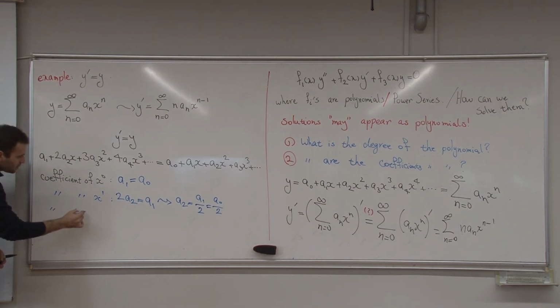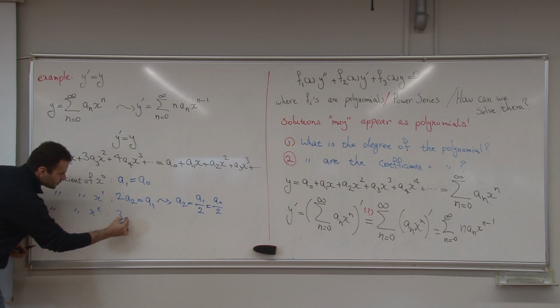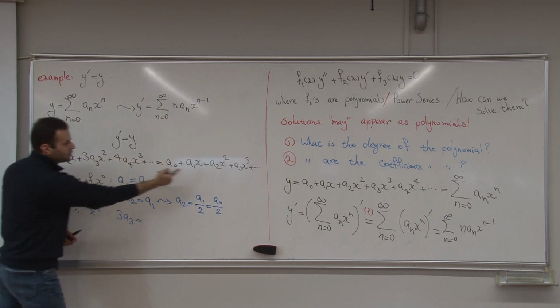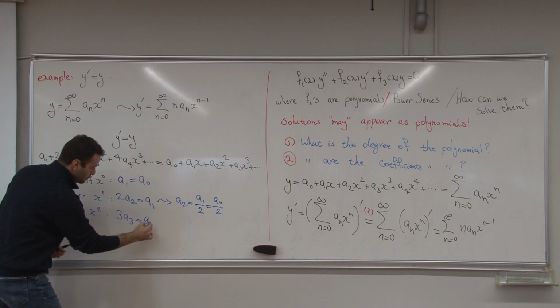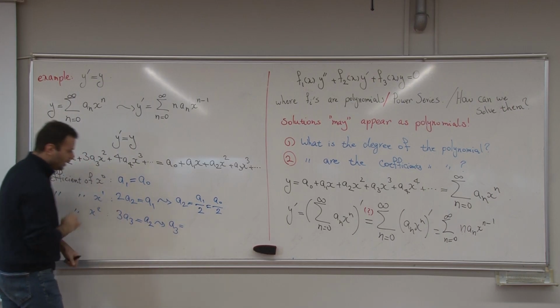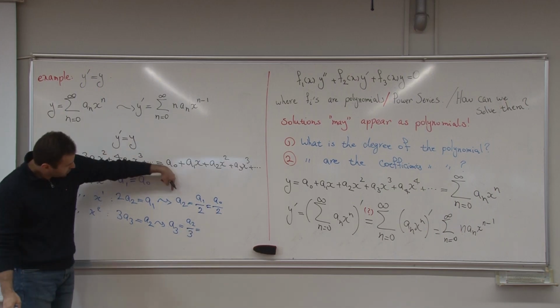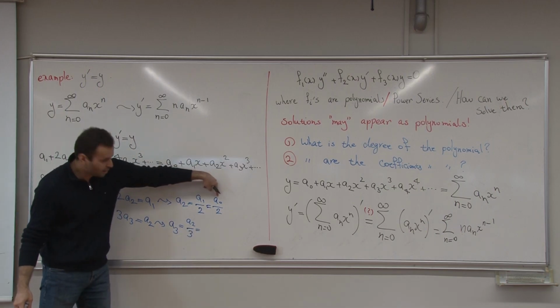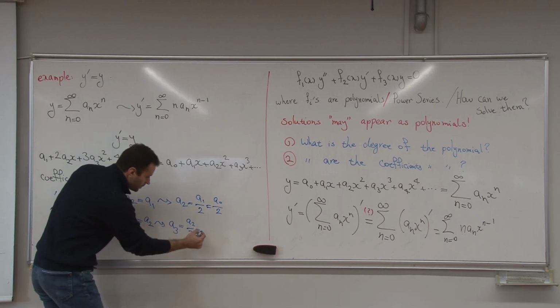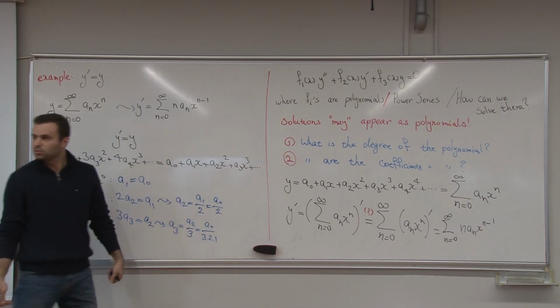What about coefficients of x to the power of 2? We have 3a3 in the left hand side, and in the right hand side a2. Can you please from here calculate a3? It is a2 divided by 3, which is equal to what? Instead of a2, I can also write a0 divided by 2, right? So a0 over 6, which I'm going to write as 3 times 2 times 1. Okay?